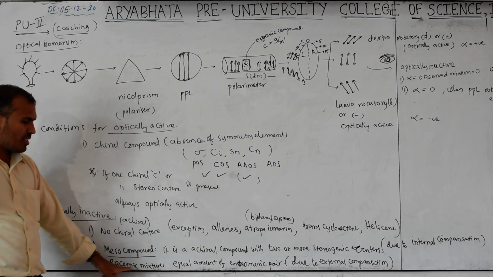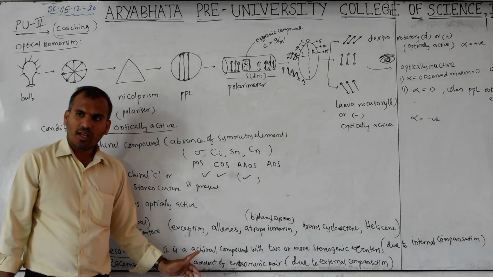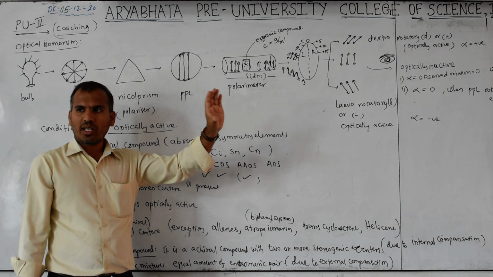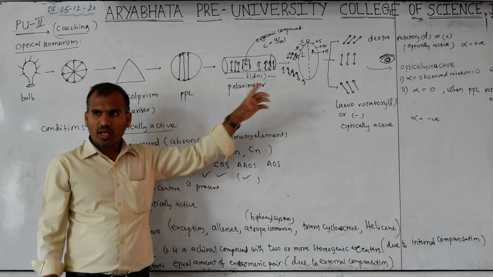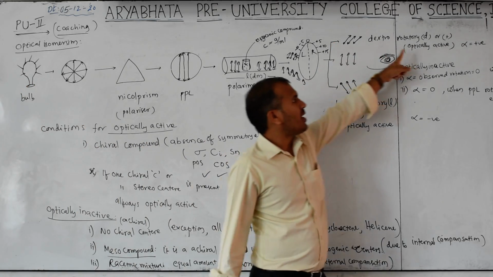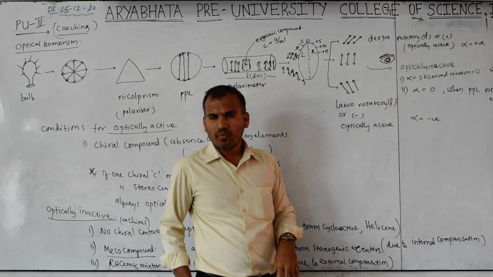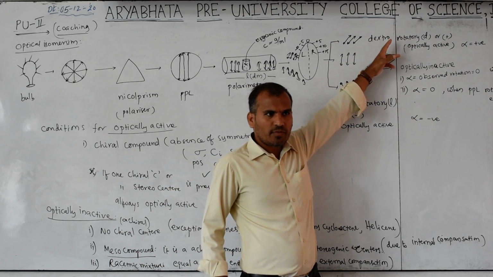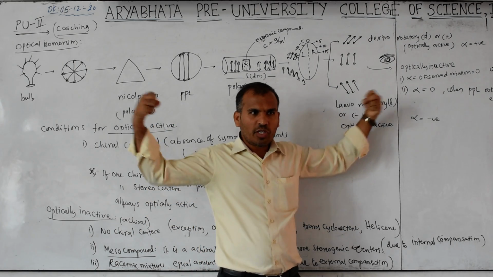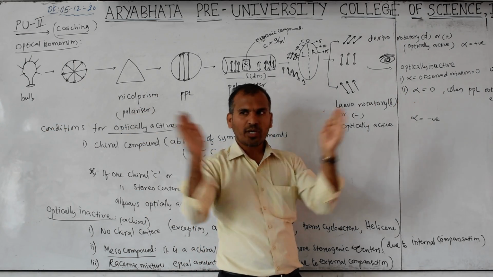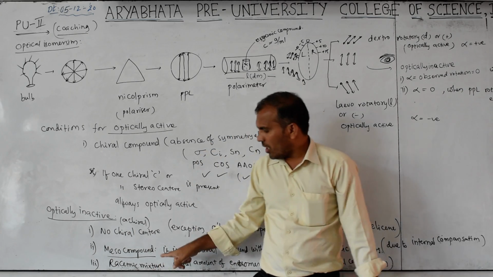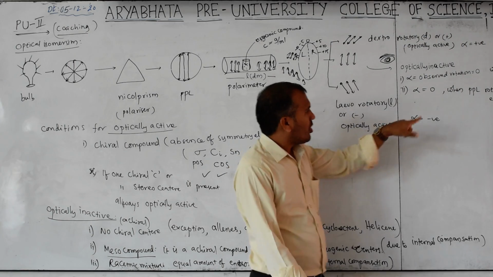The last one, what is it? Racemic mixture. Racemic mixture means what? Equal amount of enantiomers. One enantiomer is D, dextro, and another enantiomer is L. Is D optically active or not? D is optically active, L is optically active, individually optically active. Together optically inactive. How are they together optically inactive? Equal amount is given.